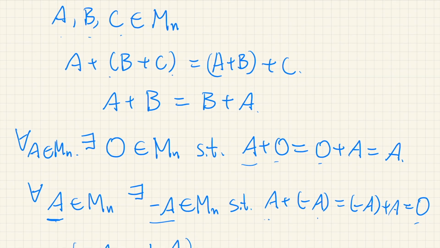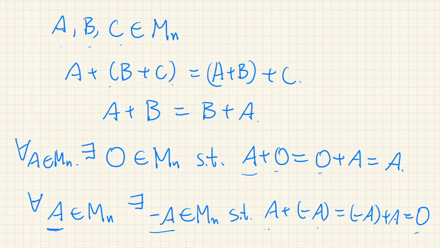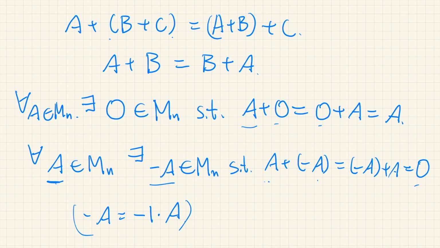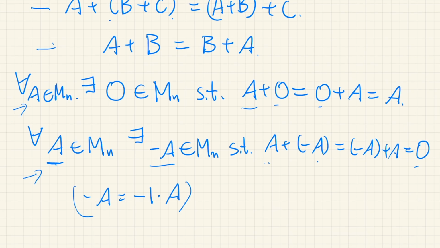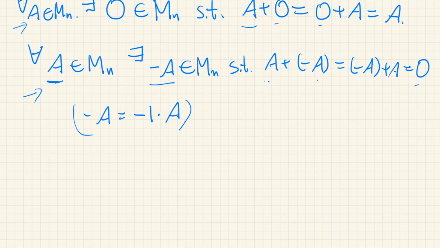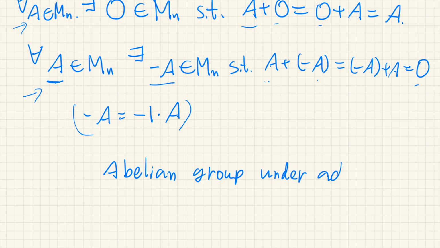If you have studied some group theory, you can see that the set of square matrices satisfying this associativity, commutativity, and the existence of the zero element and the existence of additive inverse, is called an additive group or abelian group or commutative group. Let's say abelian group under addition. So these are the properties of addition.